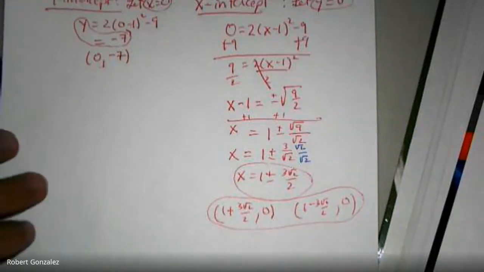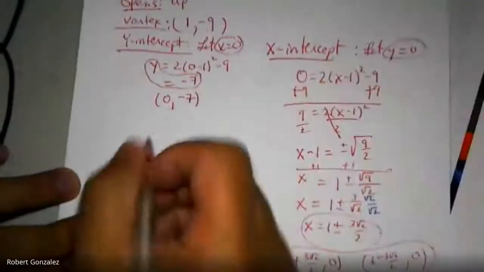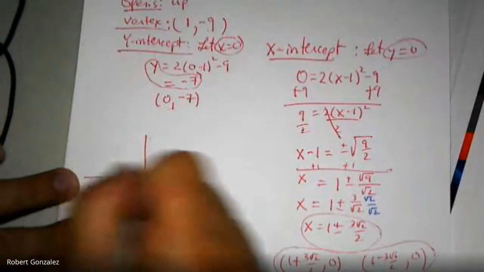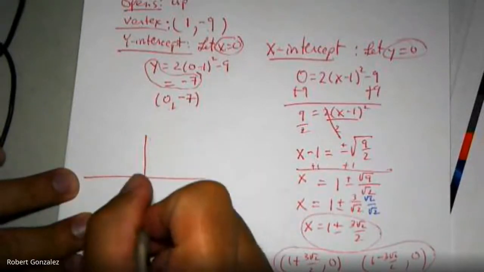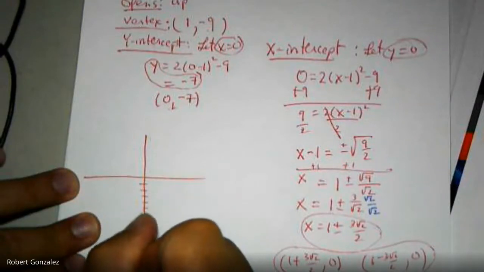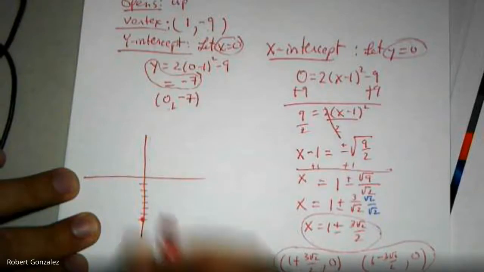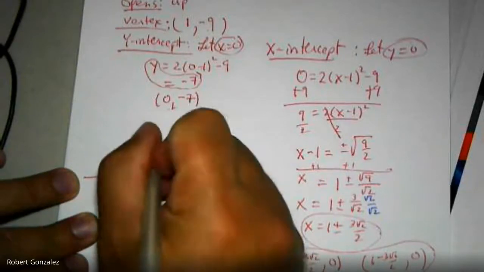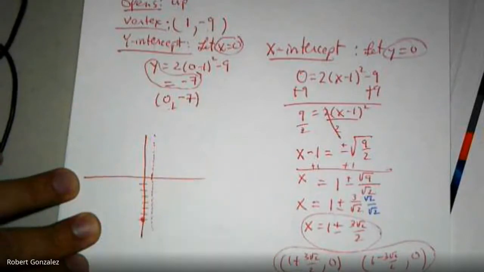So let's take a look at what we have so far. We have our graph. We have our y-intercept, (0, −7). I have my two x-intercepts. And if you notice, they're centered around 1. That means x = 1 is my axis of symmetry. I'm going to draw a line there.